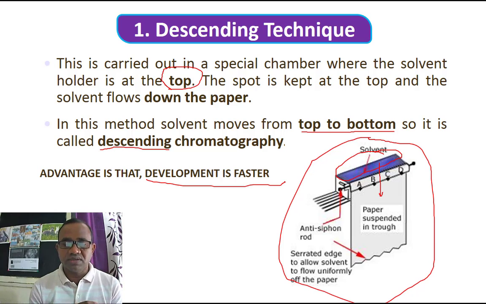So this is the basic way of carrying out paper chromatography in two ways: one is ascending and the other is descending. In ascending paper chromatography, the solvent is at the bottom. In the descending technique, the solvent is at the top. So solvent movement against gravity or along gravity will determine whether it is the ascending technique or the descending technique.